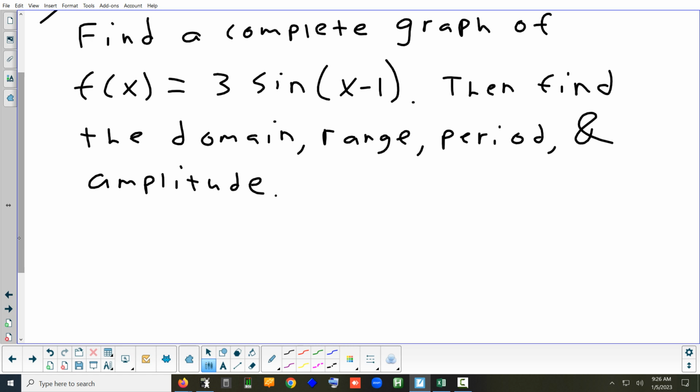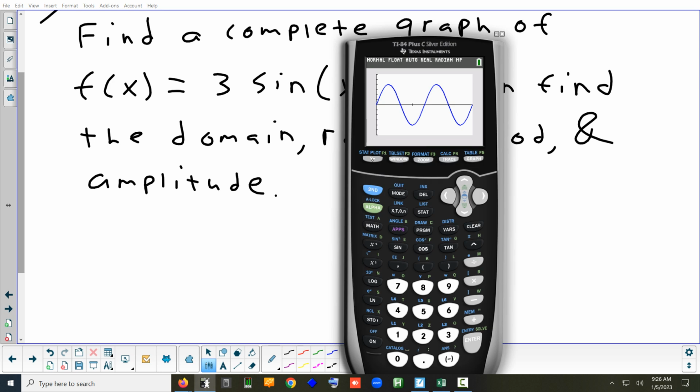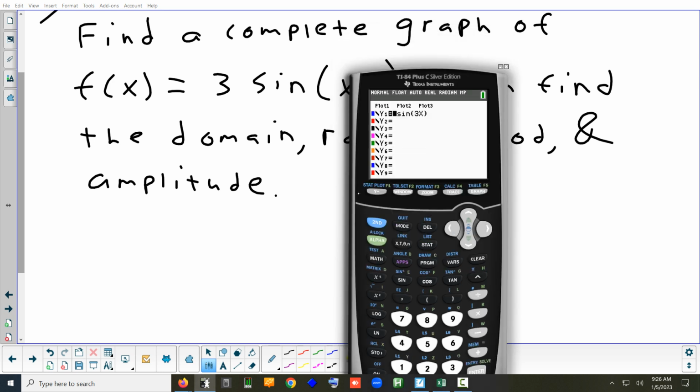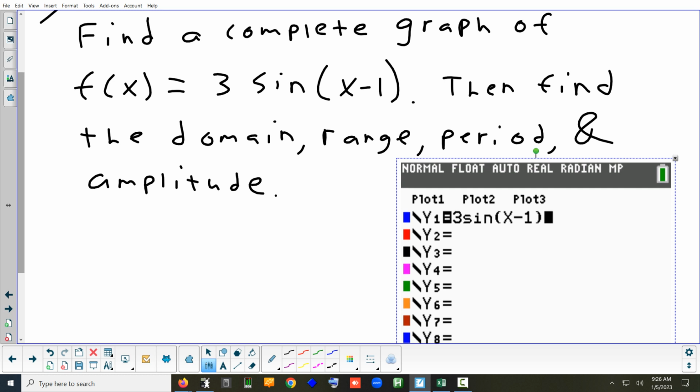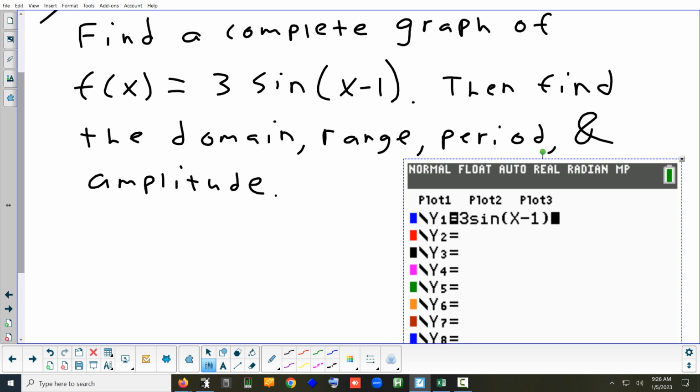So it says find a complete graph, and then domain, range, period, and amplitude. Okay, so let's put in 3 sine x minus 1. Okay, so that's what it should look like when you type it in.